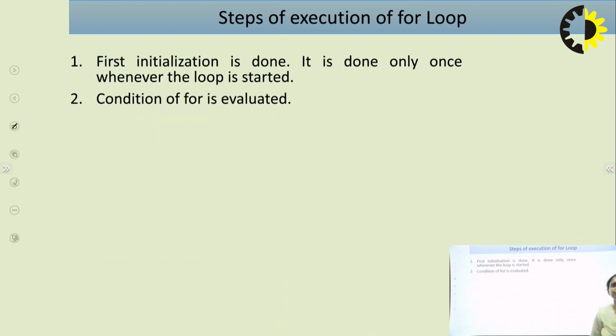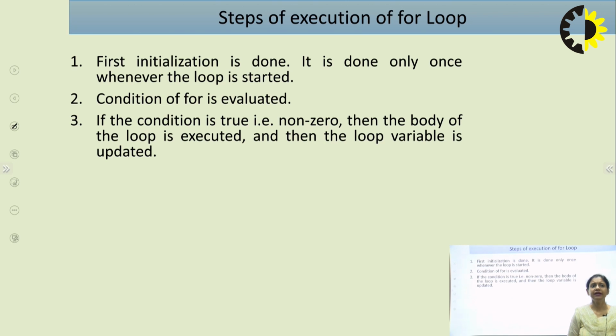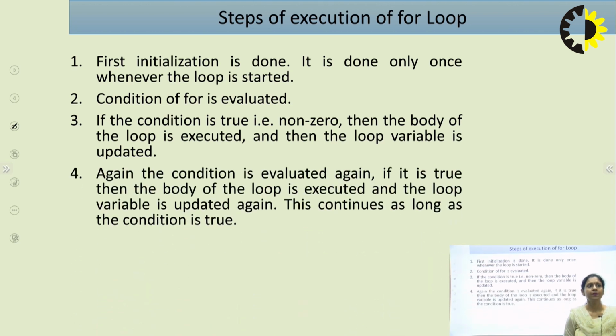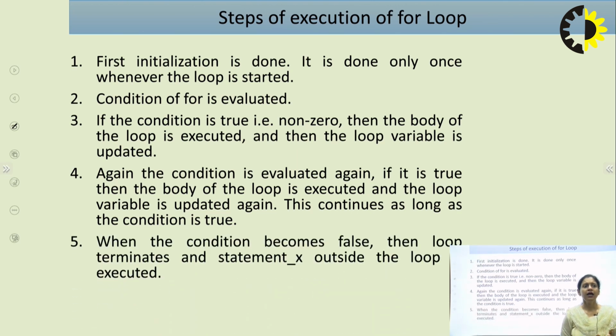Now, the steps of execution for the for loop. First, the initialization is done. It is done only once whenever the loop is started. The condition for the for loop is evaluated. If the condition is true, that is, the condition is non-zero, then the body of the loop is executed and the loop variable is updated. Again, the condition is evaluated and this continues. This continues till the time the updation is done and the condition is true. As soon as the condition becomes false, the loop terminates and the statement X, that is outside the loop, will be executed.